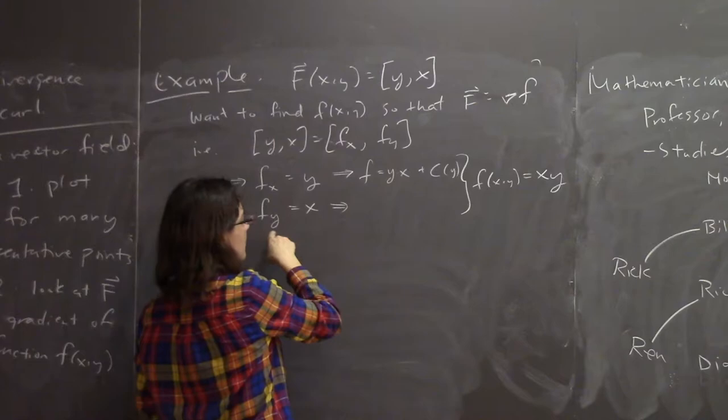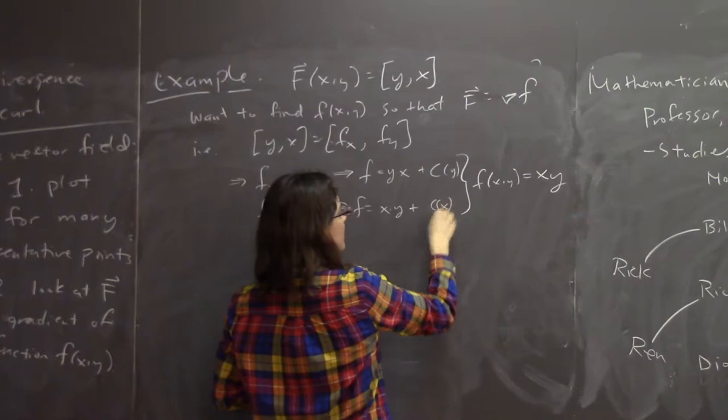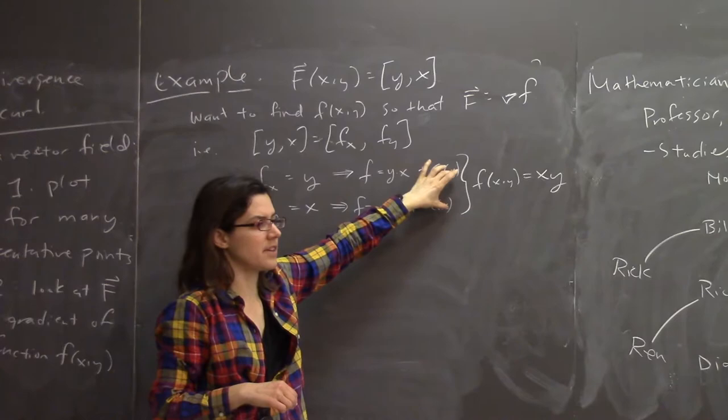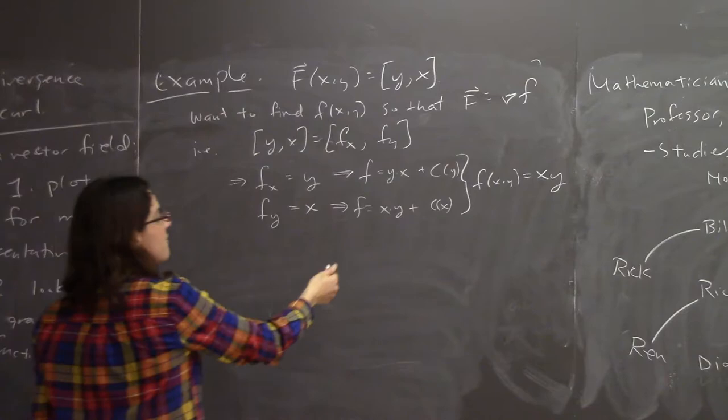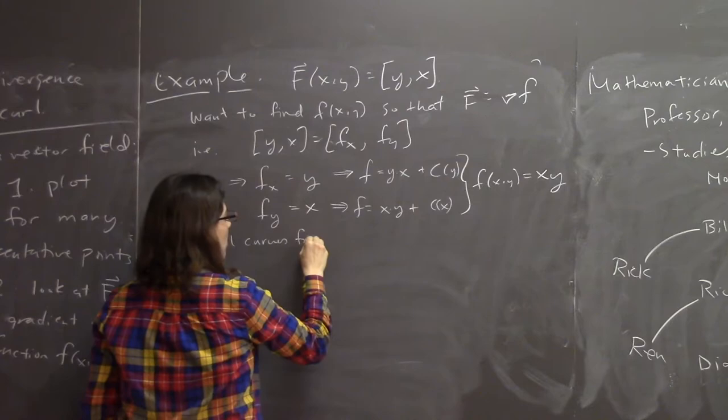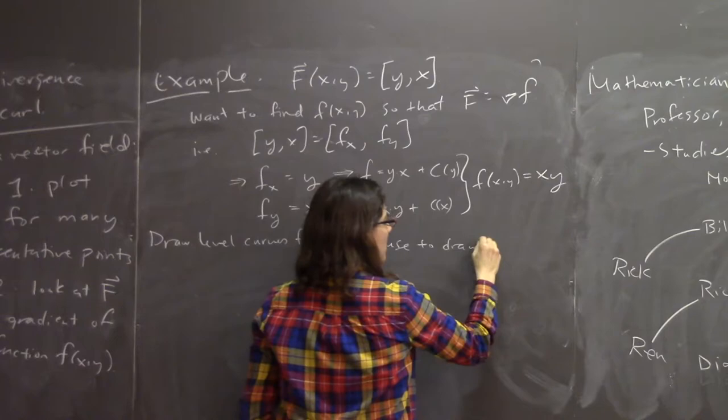The same here, we can anti-differentiate with respect to y. f is x times y plus any function of x. And then if you set these equal to each other, we'll just get x times y. It turns out we didn't need any constants or functions of the other variables. So our function is just x times y. Okay, so we have found a function whose gradient is the function that we want. Now, draw level curves for f of x, y, and use it to draw the gradient of f of x, y, which is F.